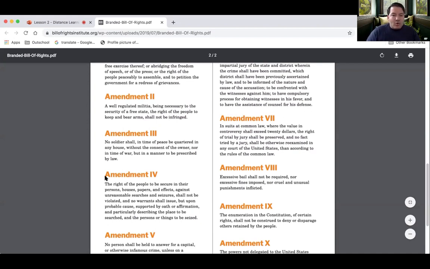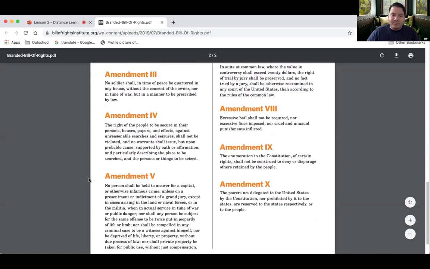Amendment 3: No soldier shall, in time of peace, be quartered in any house without the consent of the owner, nor in time of war, but in the manner to be prescribed by law. Once again, hitting some of those major concerns from the American Revolution. We see those promises fulfilled to the people here in the Bill of Rights.